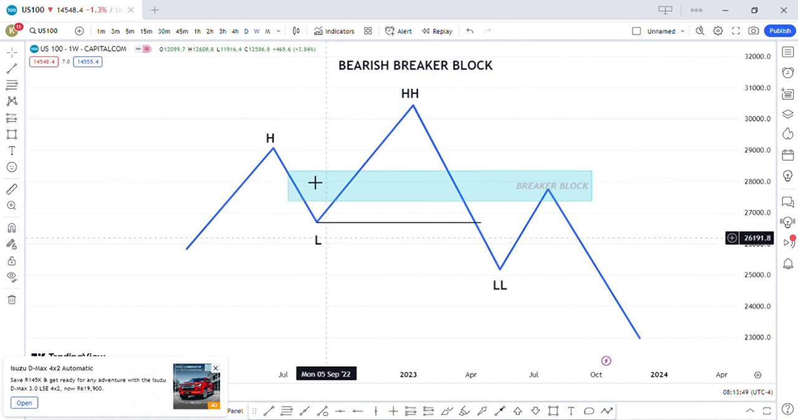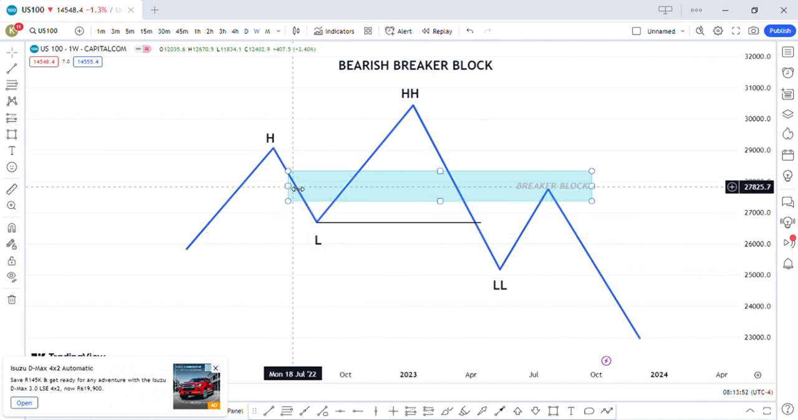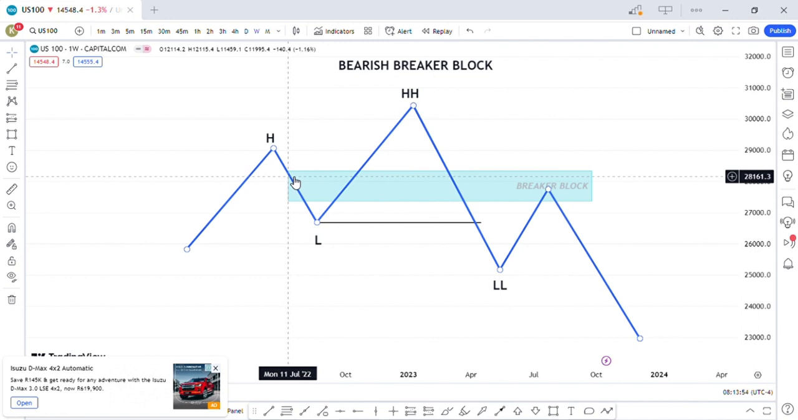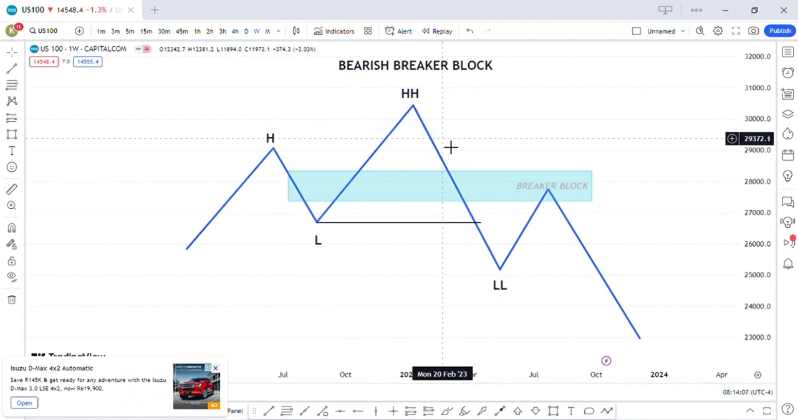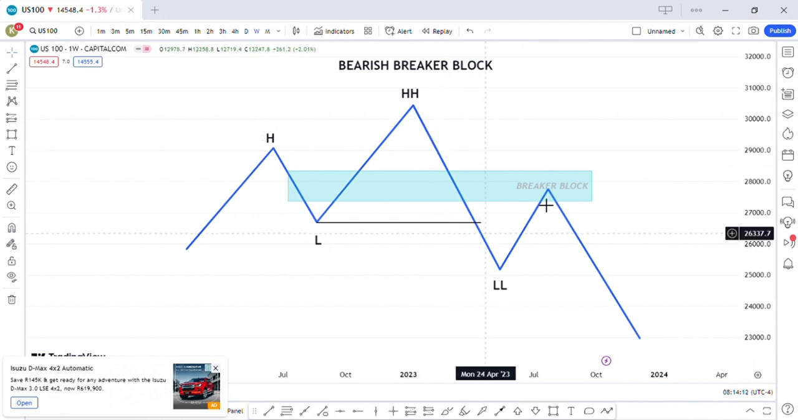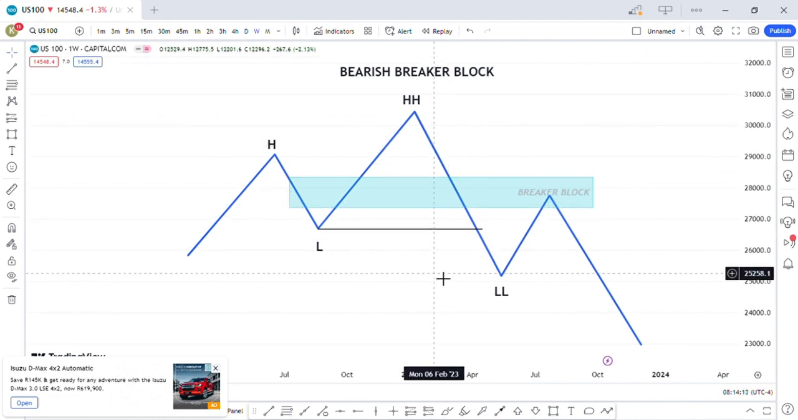What does that mean? A breaker block is simply not just one candle. It can consist of one candle, or it can consist of many candles, 2, 3, 4, or 5, depending on the number of down candles before this high was taken. How this forms is the opposite of an order block.